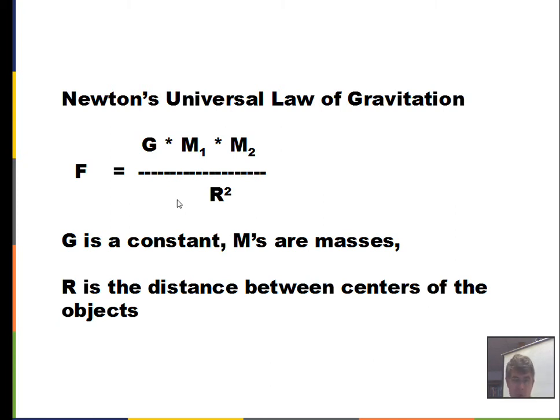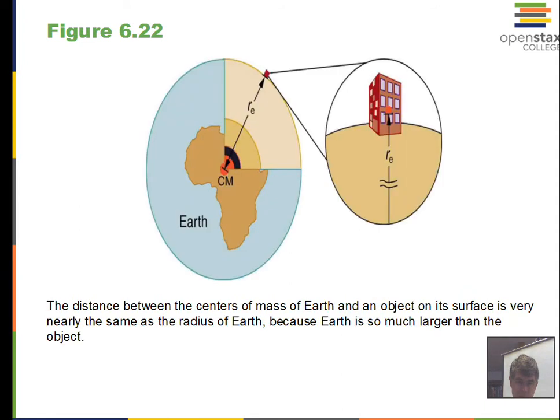So the force gets weaker faster than you might expect. If the radius increases by 5, the force decreases by a factor of 25. If the radial distance, the distance between the centers, increases by a factor of 10, the force goes down by a factor of 100. So just keep that in mind.